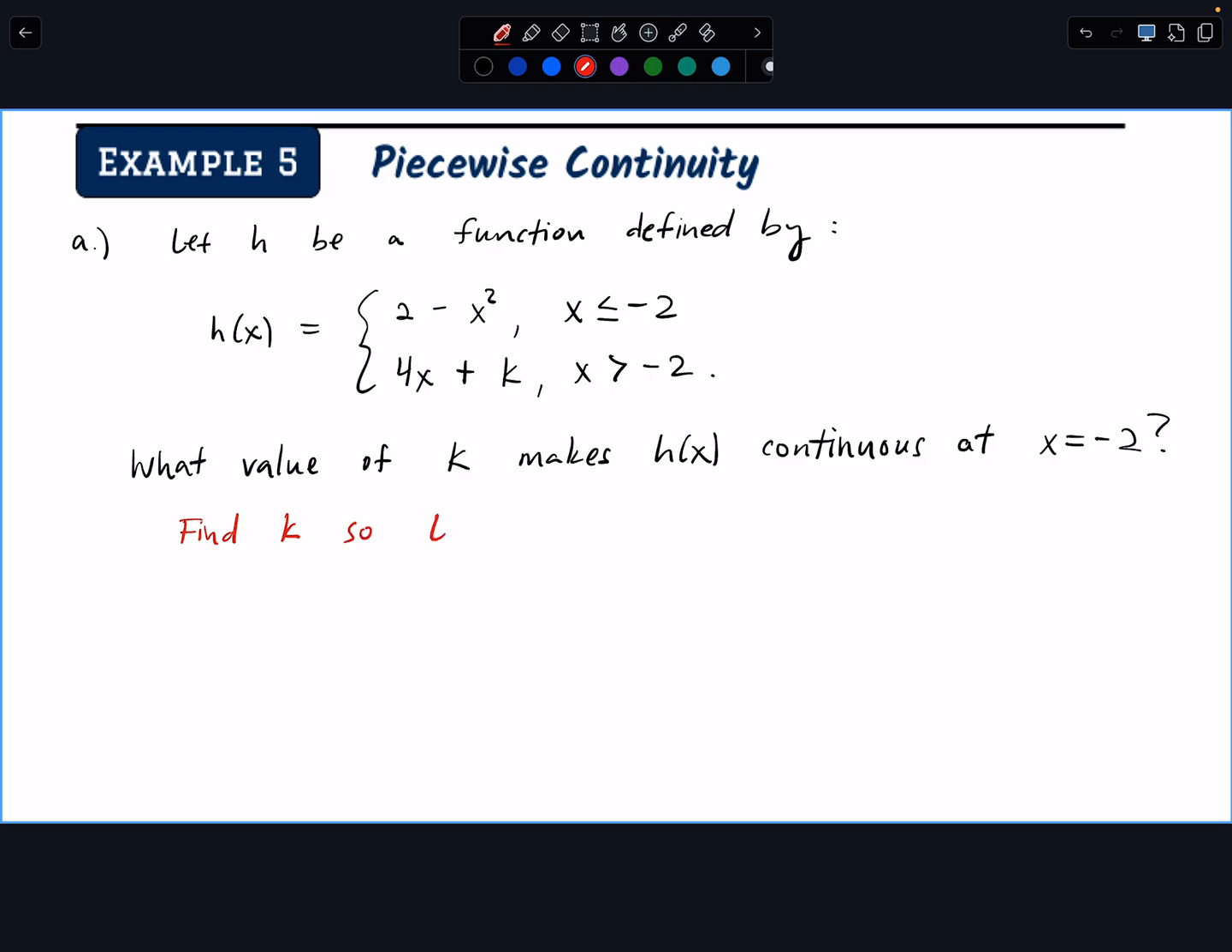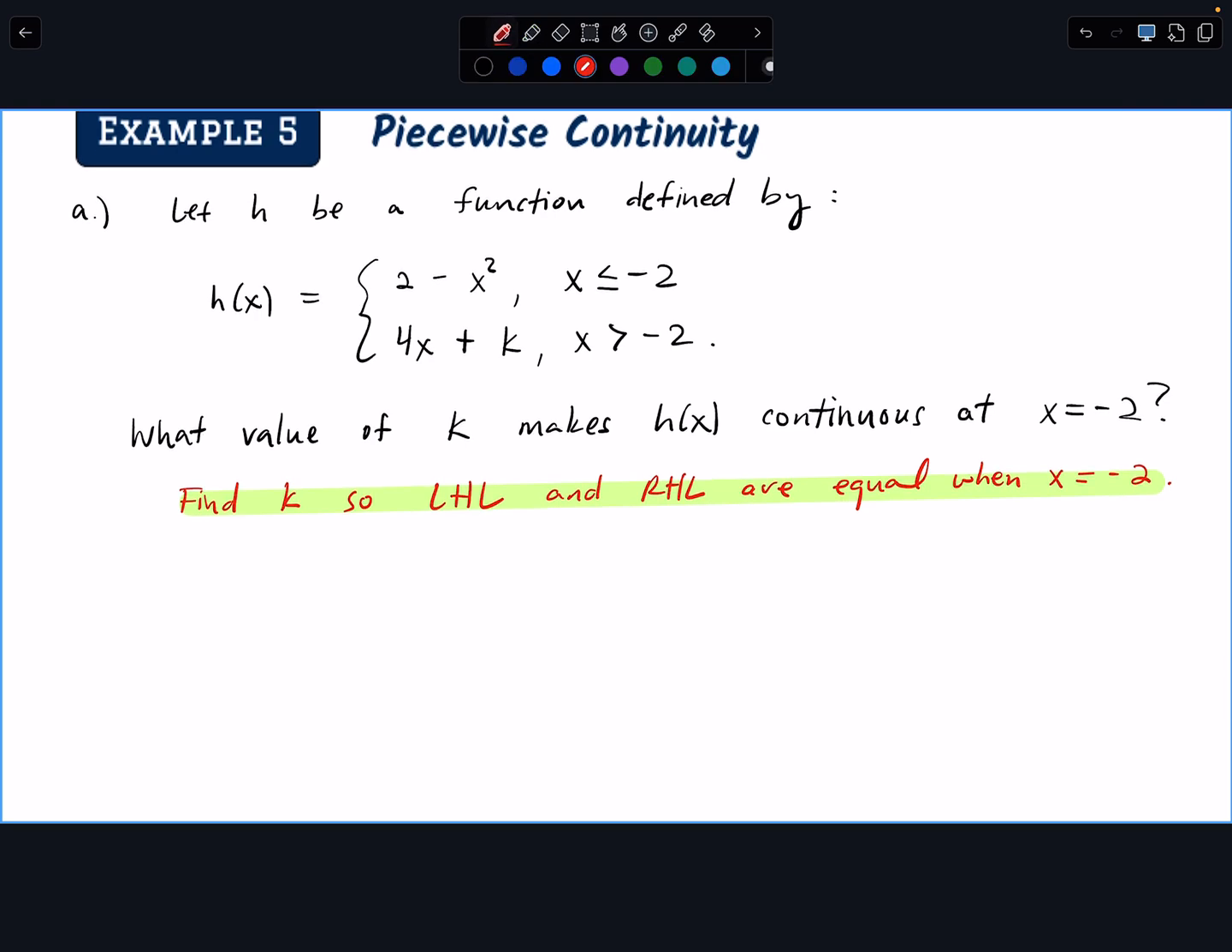So the left, if I write it this way, do you guys know what I'm saying? Left-handed limit. You guys cool if I write it like that? Left-handed limit and the right-hand limit are equal when x equals negative 2. Now this is the part where students always forget. They give us that piece, that means you want to plug in negative 2. So the left side limit would be 2 minus x squared. We want that to be equal to 4x plus k.